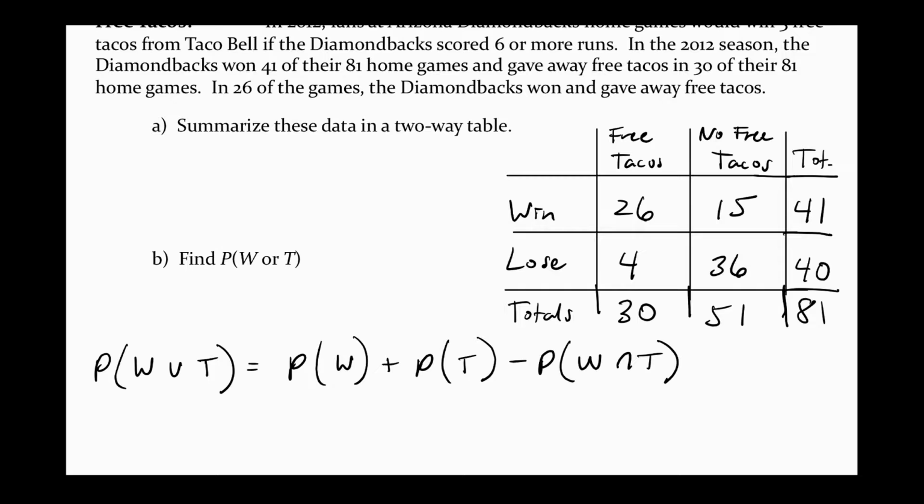41 out of 81, right? 41 out of 81, I'm going to change it to a decimal, which is 0.506. What's the probability of free tacos? 30 out of 81, right? Which is 0.370.